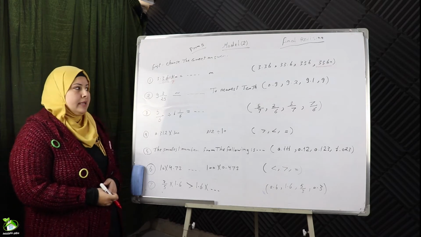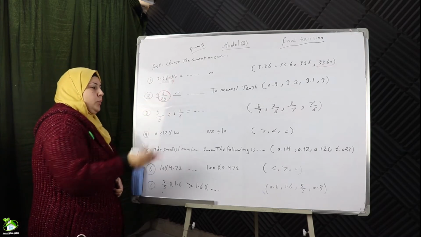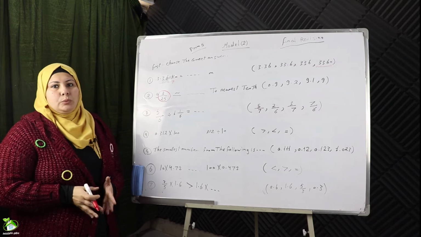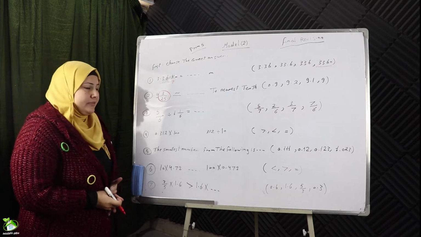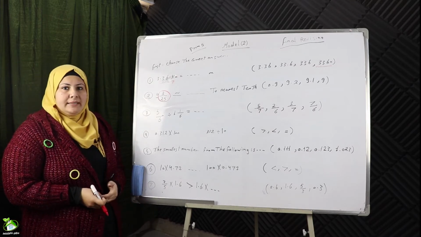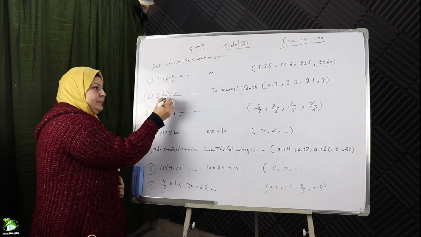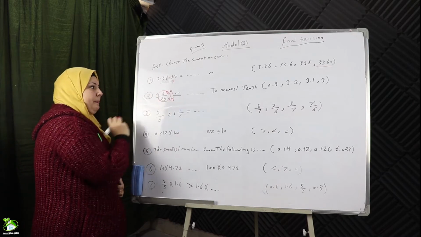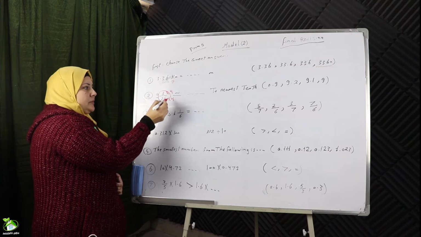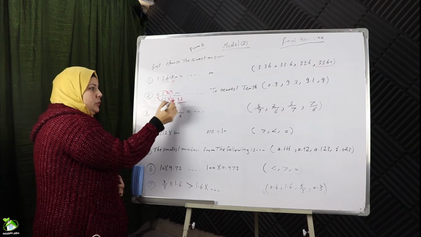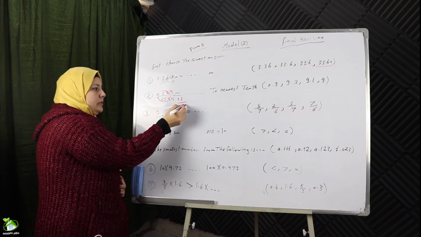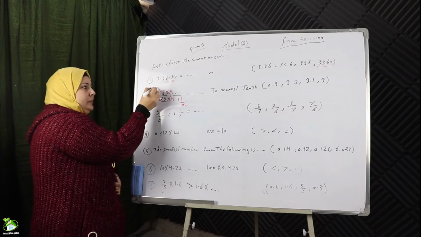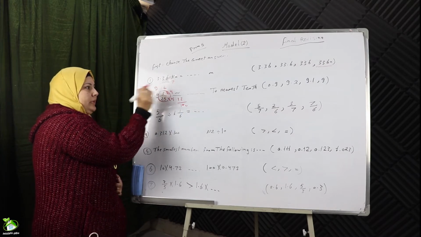Number 2, 9 and 3 over 25, nearest to tens. Nearest to tens, it's a fraction. We will convert this fraction to decimal. To convert this fraction, multiply numerator and denominator by 4. 3 times 4 equals 12. 25 times 4 equals 100. The result will be 9.12.